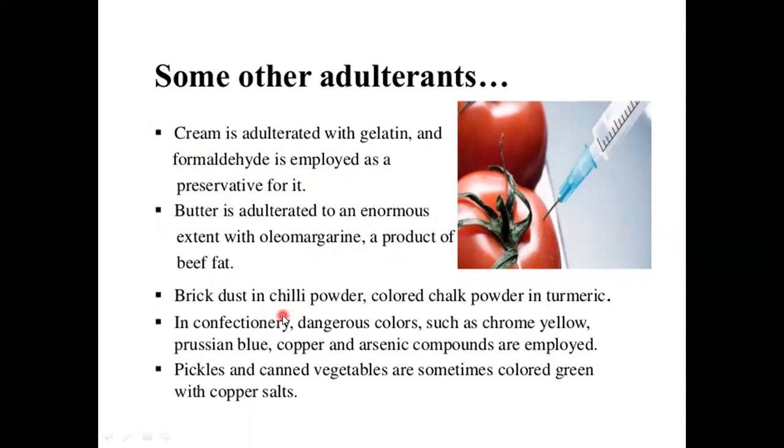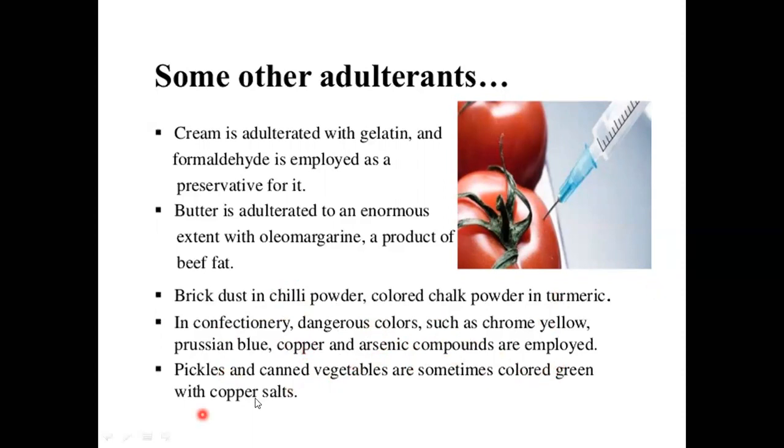Then brick dust is mixed with chili powder. Colored chalk powder is also mixed with turmeric. Then in confectionery, dangerous colors like chrome yellow, Prussian blue, and copper and arsenic compounds are also used as adulterants. Then in the case of pickles and canned vegetables, some other green colored substances are used with copper salt material.